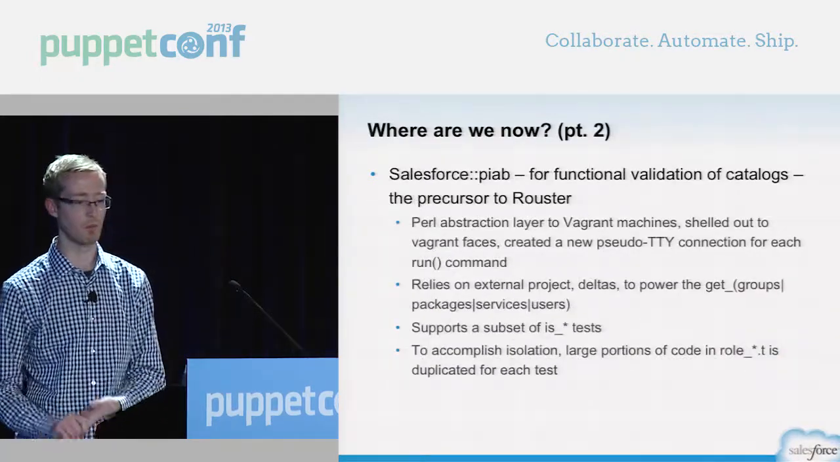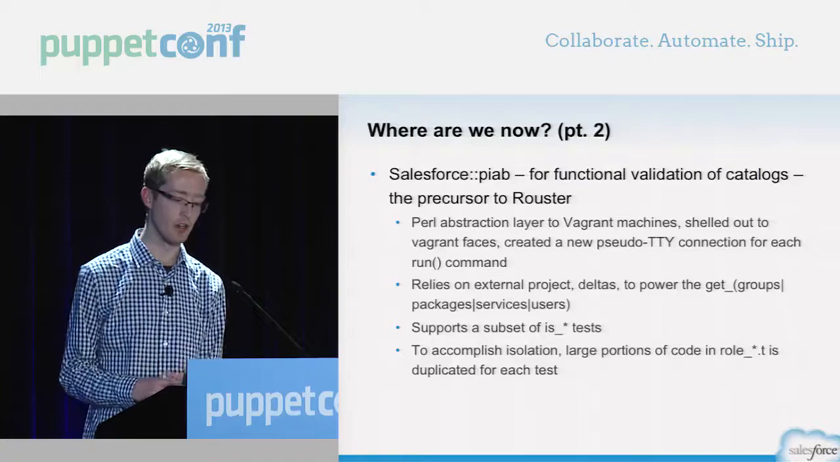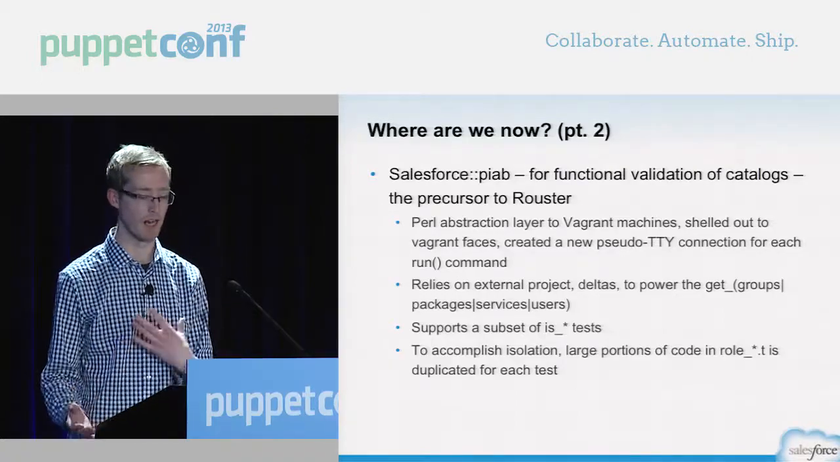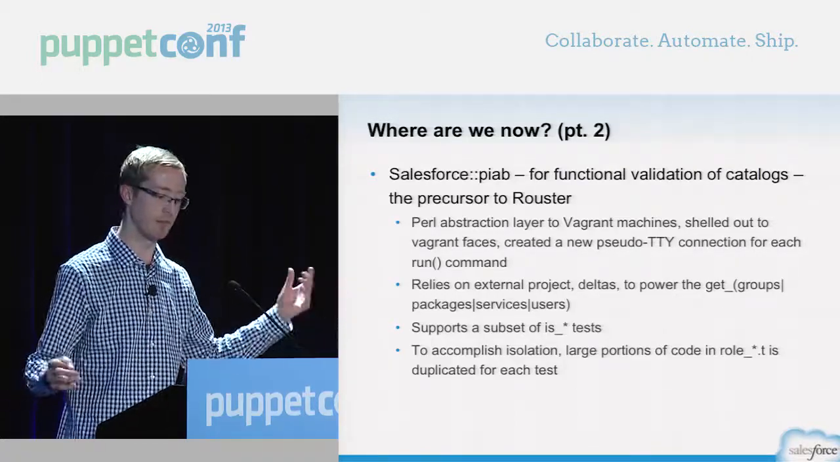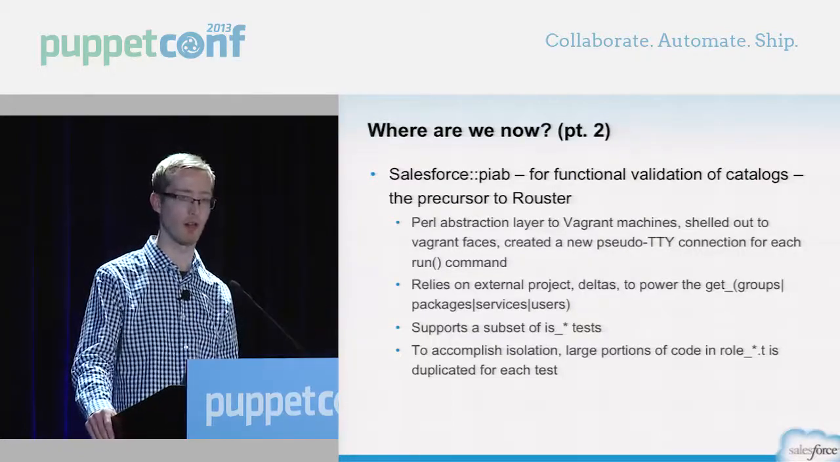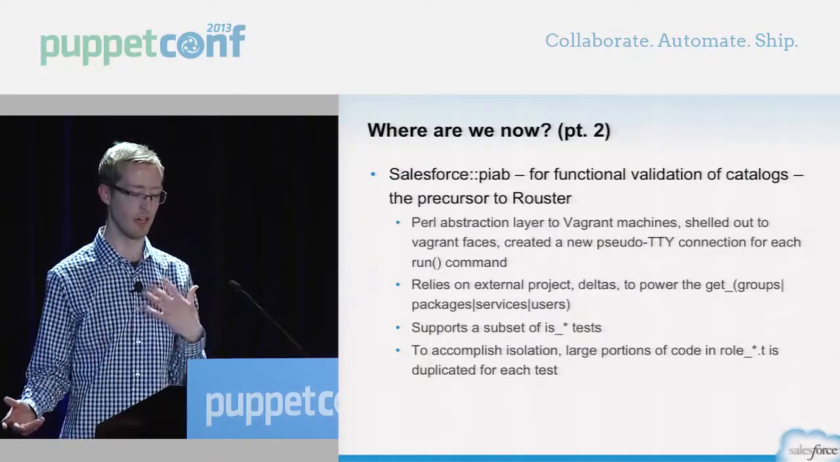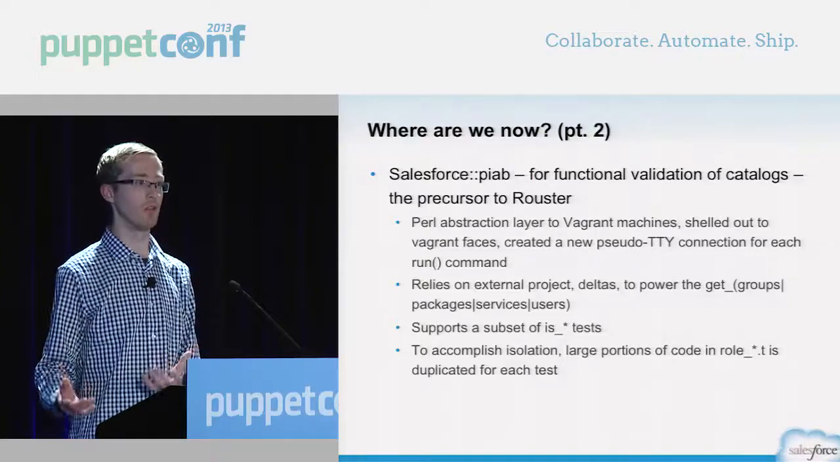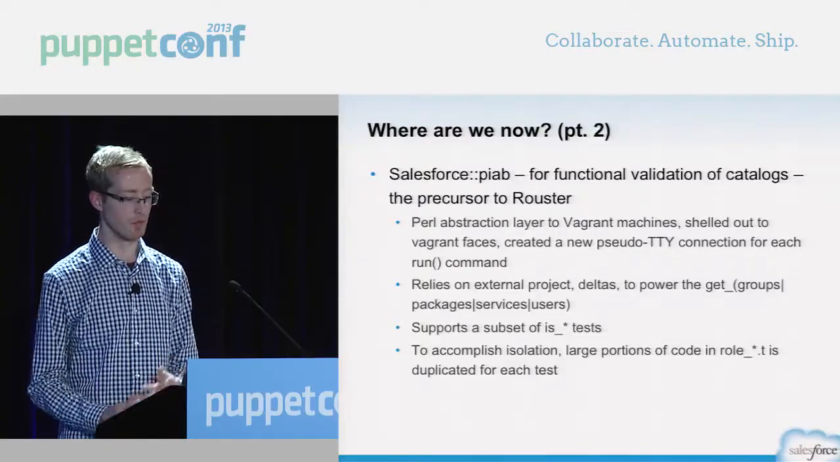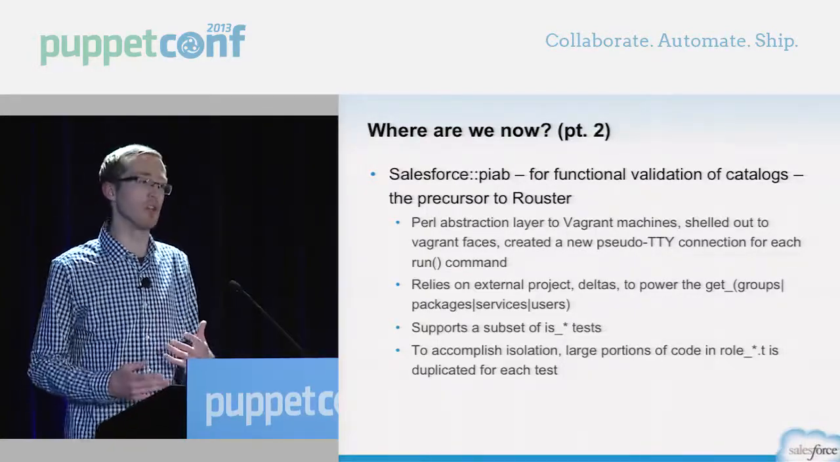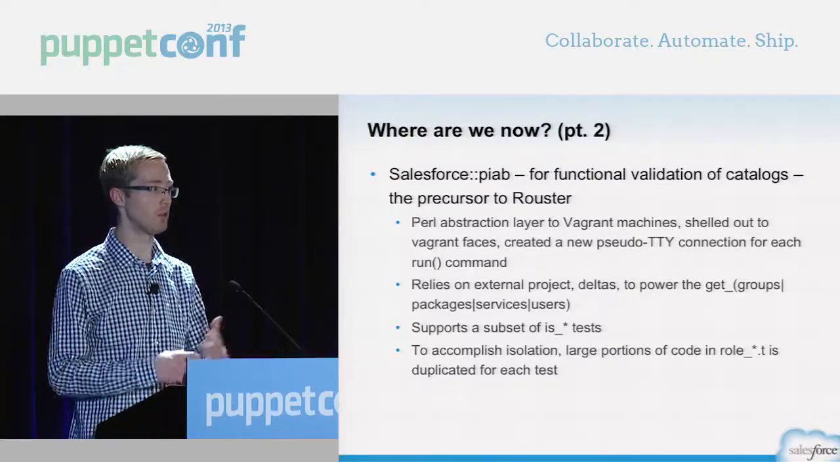So where are we now? Part 2. We added an additional layer called SalesforcePM. So it's a Perl library. It's an abstraction layer to Vagrant machines. It's effectively the precursor to Rouster.